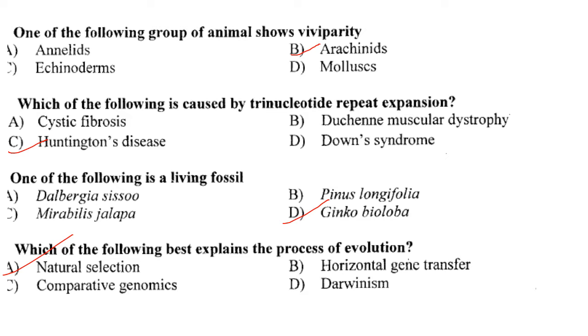Then which of the following is caused by trinucleotide repeat expansion? So Huntington's disease is caused by a CAG repeat expansion in protein coding portions or exons of specific genes. So it is a trinucleotide repeat expansion, that is Huntington's disease. The repeat is CAG. One of the following is a living fossil. So out of these it is Ginkgo biloba, that is a living fossil. Answer is option D. Then which one of the following best explains the process of evolution? So it is natural selection that best explains the process of evolution. Answer is option A.